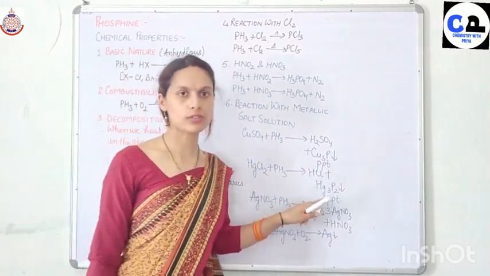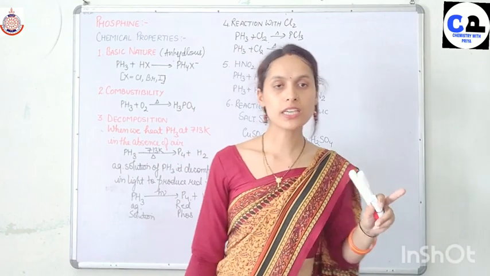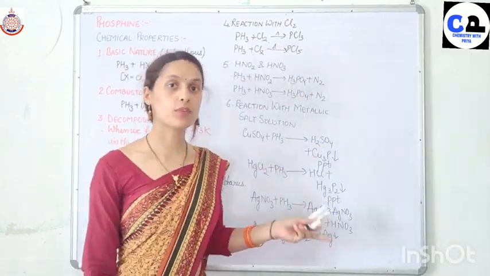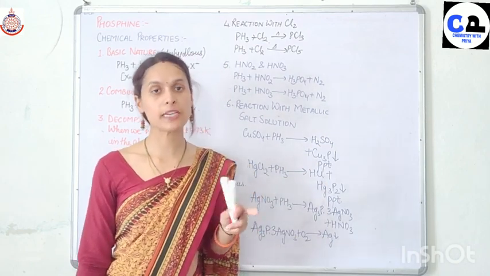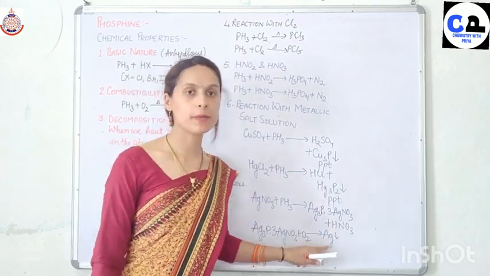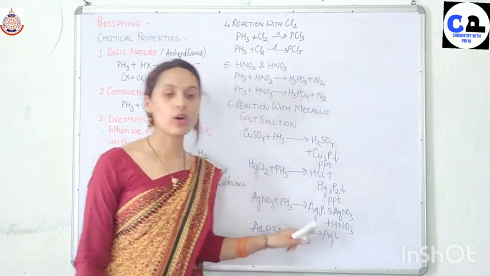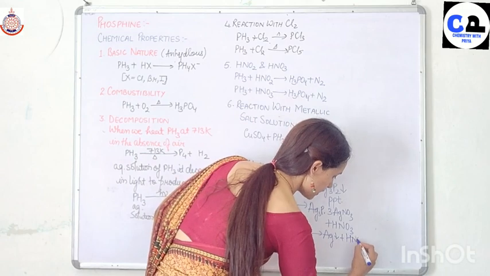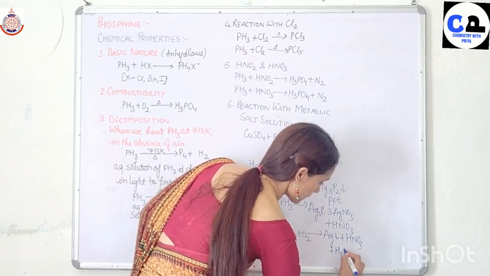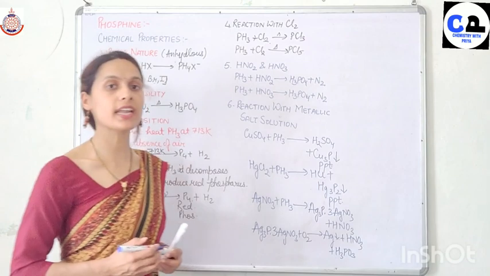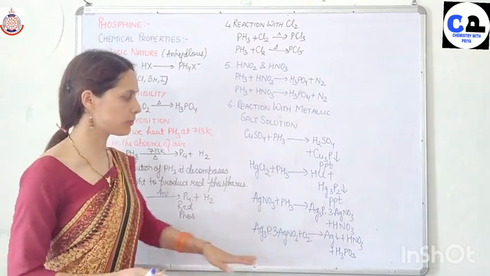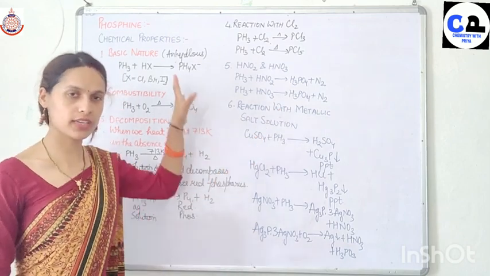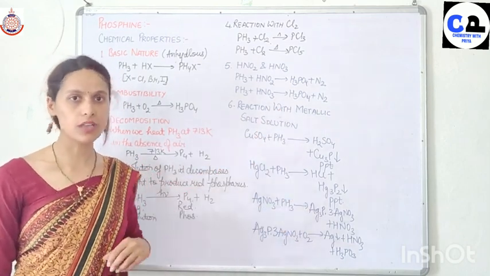In other metal salt solutions, we get the precipitate of the corresponding metal phosphide. But in silver, we get the precipitate of the silver only. We don't get the precipitate of silver phosphide, we get the precipitate of silver, and along with it we get HNO3 and H3PO3. So this is the reaction with the metallic salt solution.